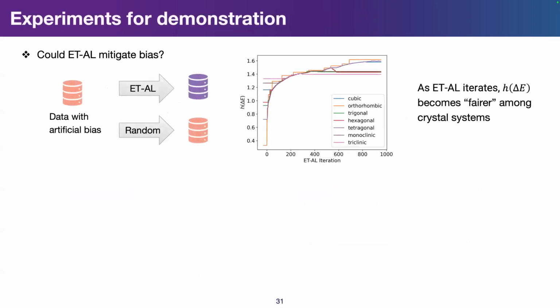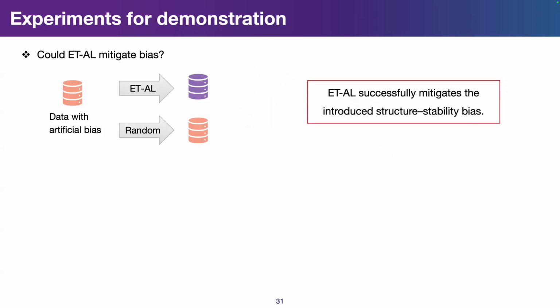Yeah. So we use some experiments on existing data sets to test ETAL. The first question we want to see is, could ETAL really mitigate bias? Because we don't have really unbiased data that follows the nature distribution, what we do is to introduce some artificial bias in the data we have and use both ETAL and random sampling to augment it. So we can see that as ETAL iterates, the H is becoming more fair among the systems. So we see that ETAL is mitigating the introduced bias.